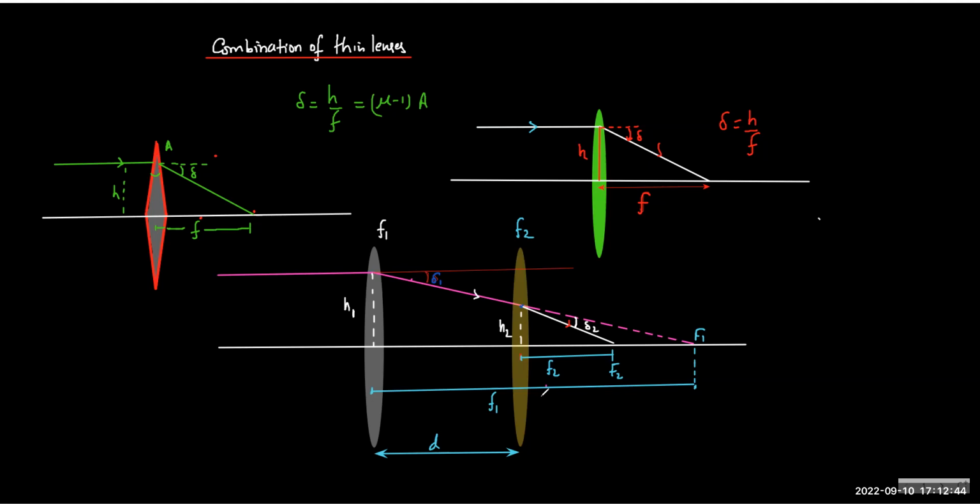If all lenses are converging, then the deviations will add up. The total deviation is the sum of all deviations. So the question is, can we replace this combination by a single lens which creates the net deviation that the two together create? H will be the same, so we can find the focal length.